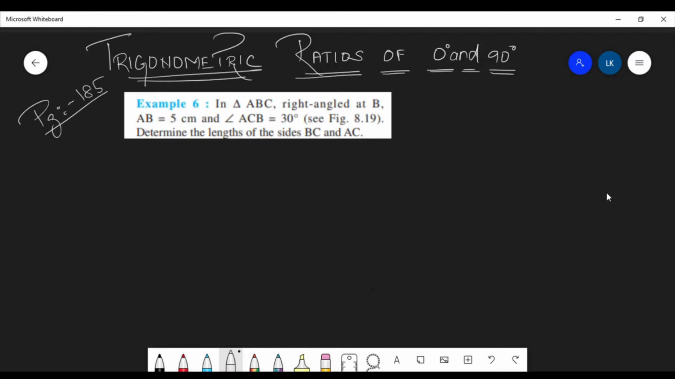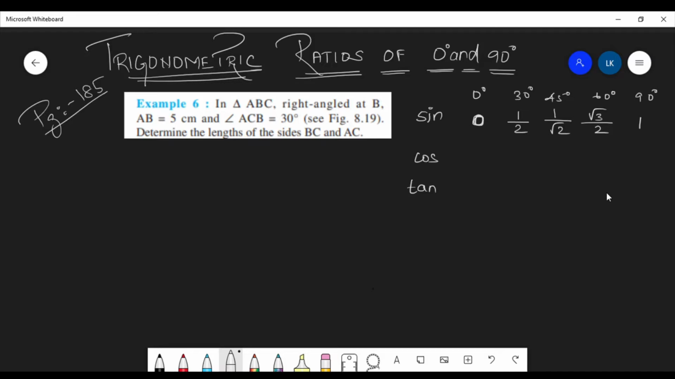And in the last videos, we have seen the tabular column for sine, cos, tan, for 0 degree, 30 degree, 45 degree, 60 degree and 90 degree. And what is the value for sine 0 degree? It is 0. Always it starts from 0. And sine 30 degree is 1 by 2. Sine 45 degree is 1 by root 2. Sine 60 degree is root 3 by 2. And sine 90 degree is 1.